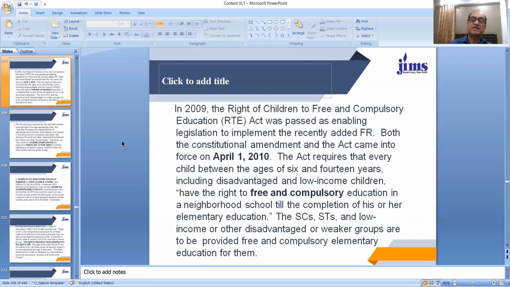And this act requires that every child between ages of 6 and 14 years, including the disadvantaged and low income group children, have the right to free and compulsory education in a neighborhood school till the completion of his or her elementary education. Even the scheduled castes, scheduled tribes, and low income groups and other disadvantaged or weaker groups are to be provided free and compulsory elementary education.